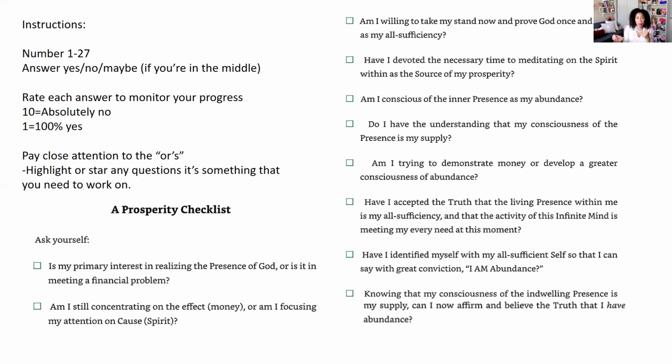So you're going to number your paper 1 through 27. I basically have 10 questions from the book on this page, 10 on the next page, and then 7 on the last page. So you're going to number 1 through 27. Then you are going to answer yes, no, or maybe if you're in the middle of the question, like you're in transition. But then whatever the answer is, I want you to rate it 1 through 10. So 10 is absolutely no, I'm not there yet. And then 1 is 100% yes, I'm there. I get it. That is me. Because when you do that, you are going to be able to monitor your progress. Okay.